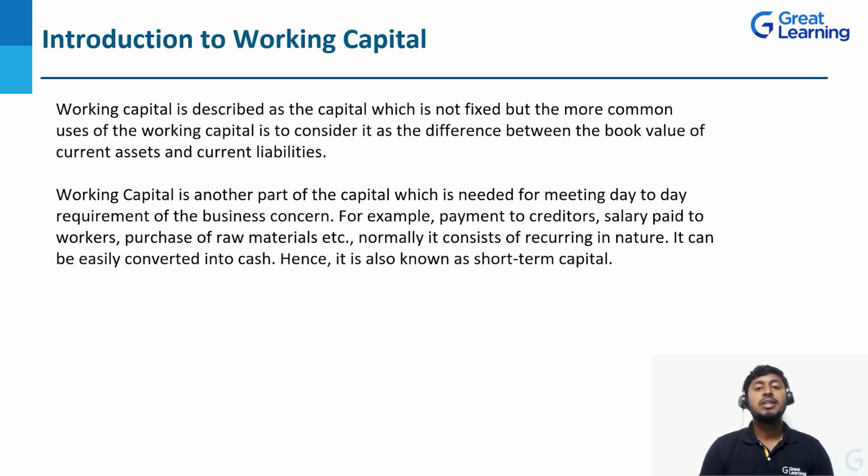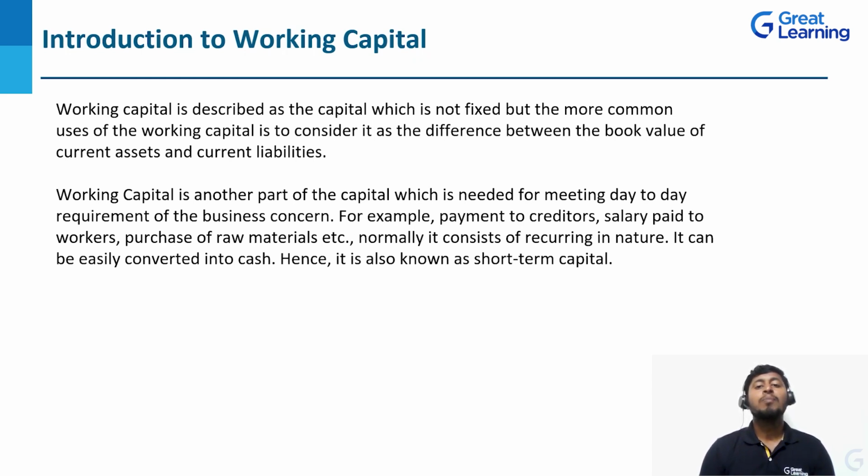And it is very easy to calculate the working capital. That is the book value of the current assets minus current liabilities. Whatever the current assets are, we need to deduct the current liabilities. Then we will get the working capital. Working capital is another part of the capital which is needed for meeting day-to-day requirements of the business concern.